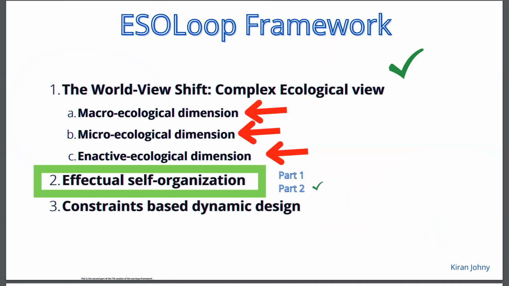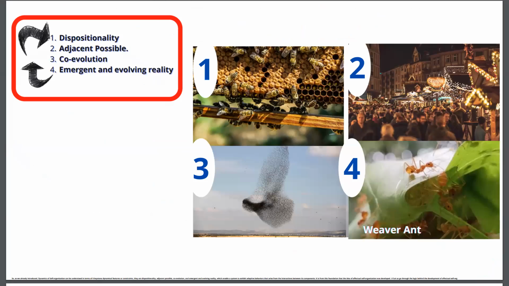Here, we will continue our discussion on effectual self-organization. So, as I already introduced, the dynamics of self-organization can be understood in terms of four keystone dynamical features or constraints. They are dispositionality, adjacent possible, co-evolutionary dynamics, and emergent and evolving reality, or new disposition, which enable a system to exhibit adaptive behaviors that arise from the interactions between its components. It is from this foundation that the idea of effectual self-organization was developed.